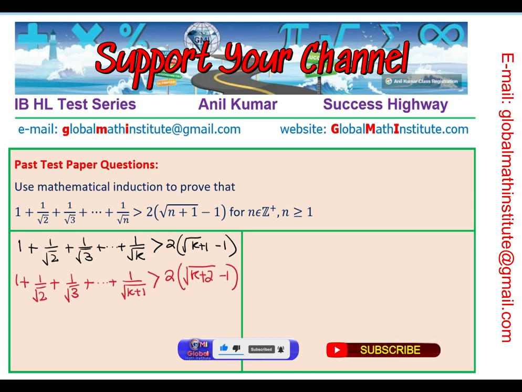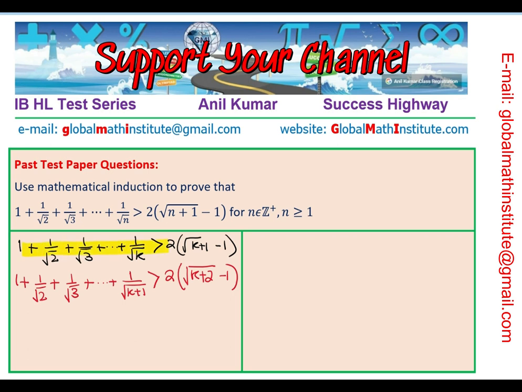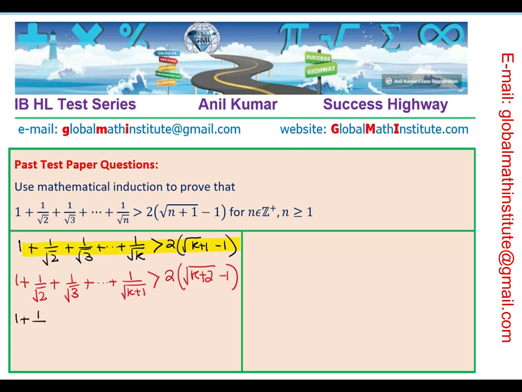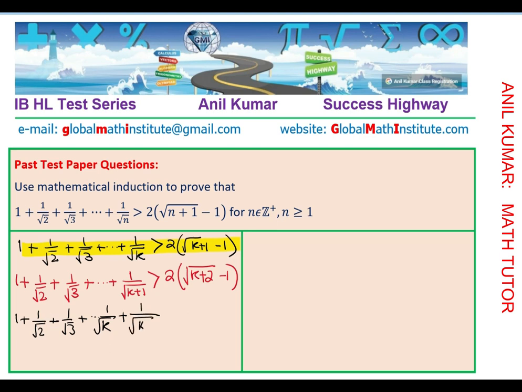So what we can do here is that we know that this is true, right? So what we need to do is to add 1 over square root k plus 1, right? So basically what we will do here is that 1 plus 1 over square root 2 plus 1 over square root 3 plus so on till 1 over square root k, plus 1 over square root k plus 1. We need to show that this is greater than 2 times square root of k plus 2 minus 1, right?